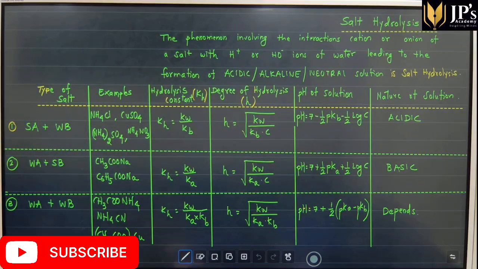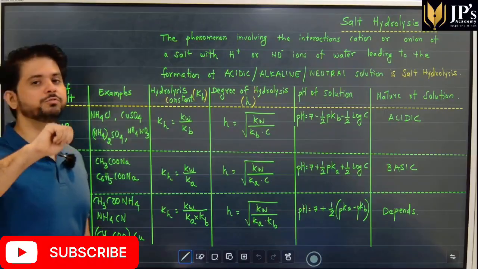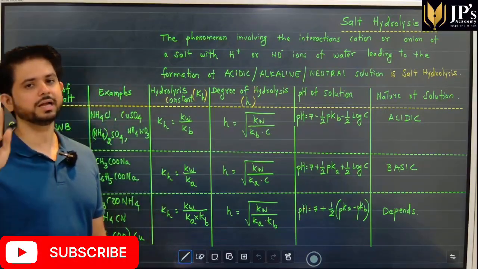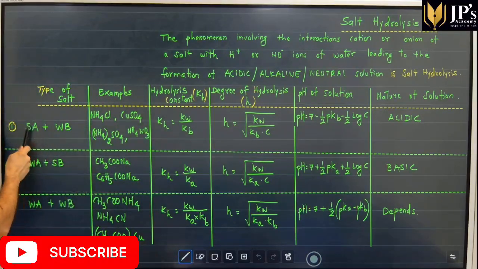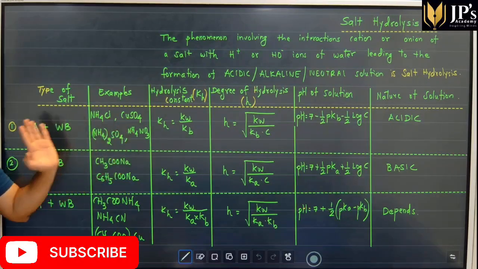Now students, we have four types of salts. I have written only three. I'll tell you which is the fourth. The first type is strong acid, weak base; then weak acid, strong base; then weak acid, weak base; and the fourth type is strong acid, strong base. I'll tell you why I haven't written the fourth at the end, and you will understand. First we have the salt of strong acid, weak base. I have written some examples over here.